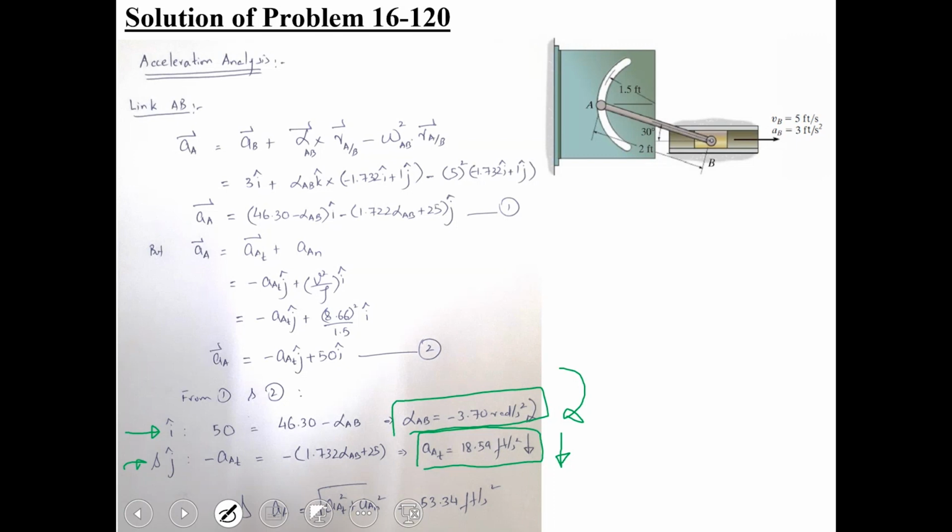Yes. So once you have found AN and AAT, then the overall acceleration would have a magnitude of AAT square plus AN square whole under root, which comes out to be 53.34 feet per second square. क्लियर है? कोई क्यूरी वेलोसिटी एक्सेलरेशन के हवाले से जो आप पूछना चाहें?